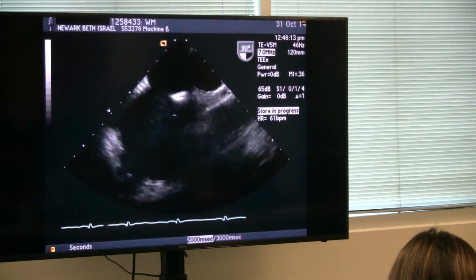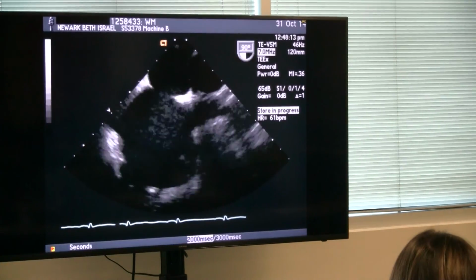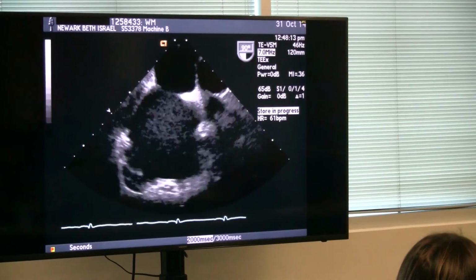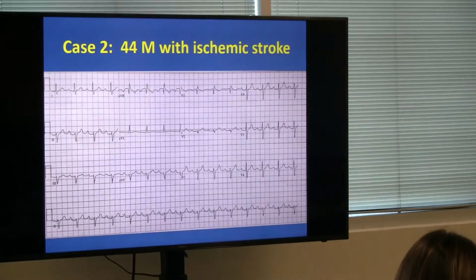You can also use the 3D echocardiography to plot how your valve looks in all dimensions, and look at the rings.